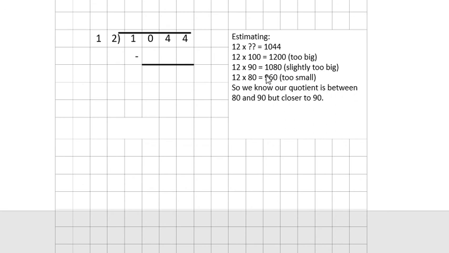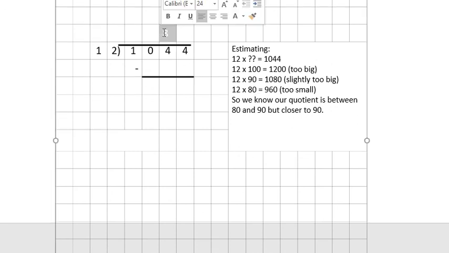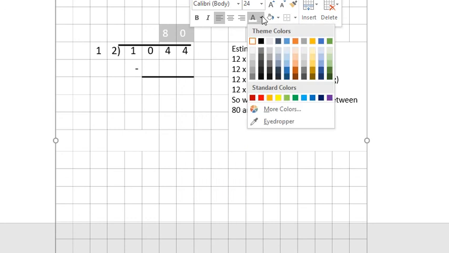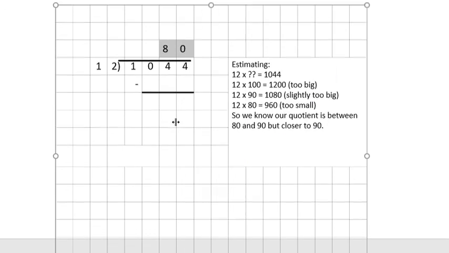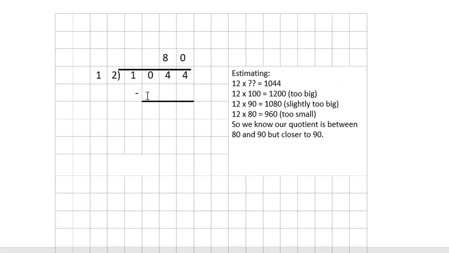12 times 90 is 1080. That's slightly too big. We're looking at 1044, but we're over by a little bit. Let's try 12 times 80. That's 960. So we could put an 80 in there. So if we did this, this means we could put for sure at least the number 12 into the number 1044 80 times.